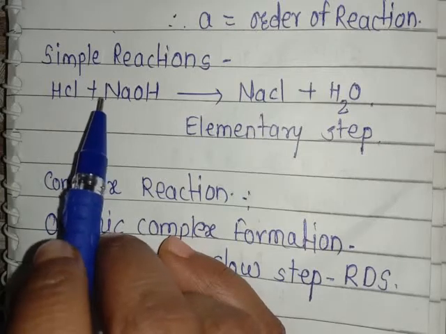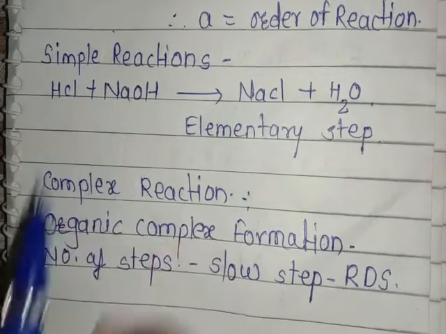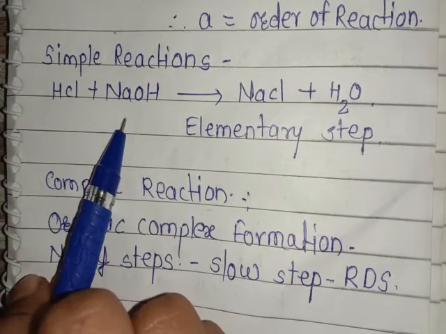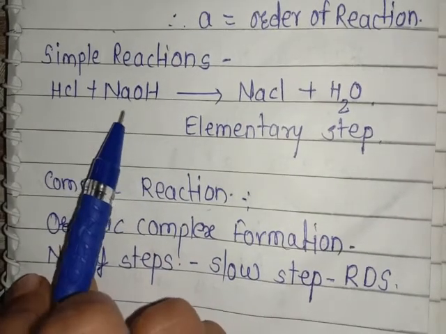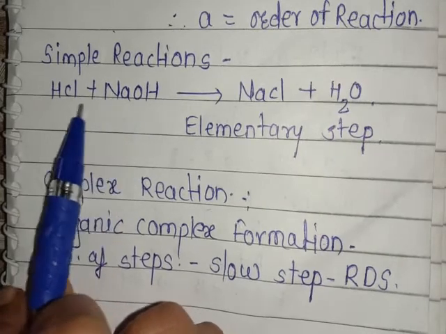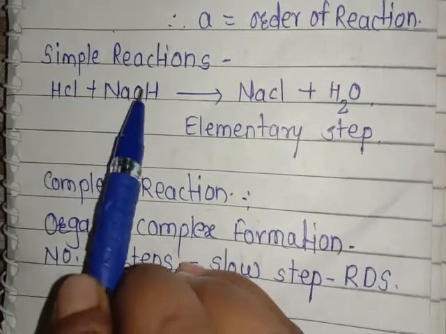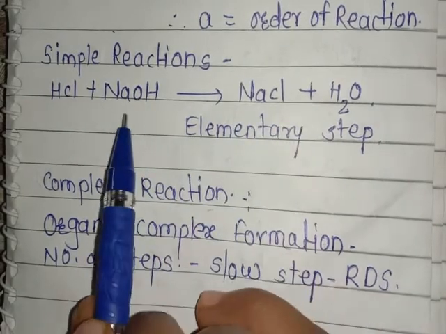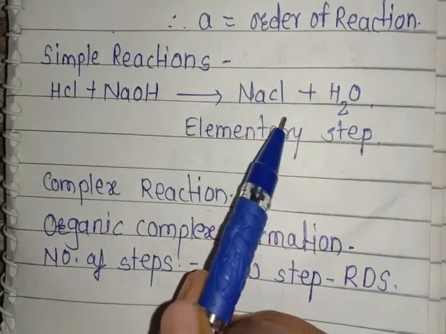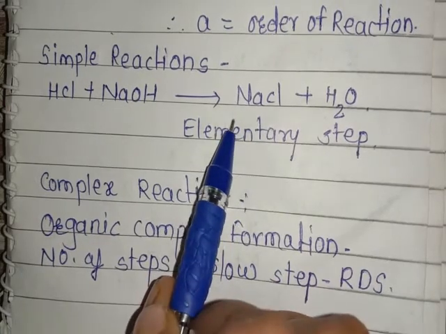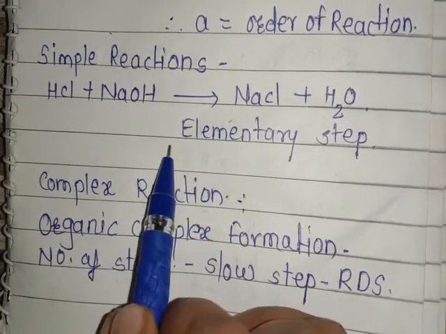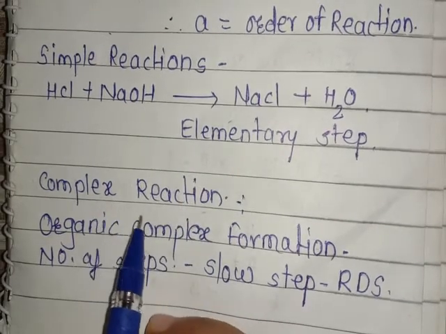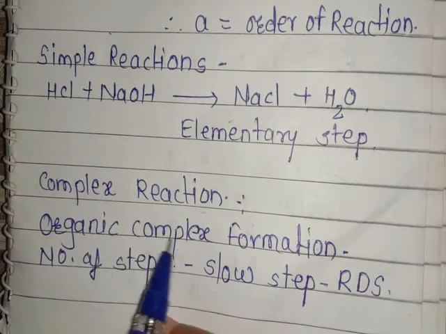There are two types of reaction, simple reactions and complex reactions. Simple reactions are one-step reactions, for example, HCl plus NaOH get converted into NaCl and water. That reaction is completed in only one step. That type of reaction is called an elementary step reaction. While in a complex reaction, there are a number of steps.